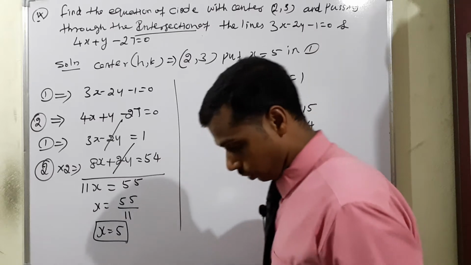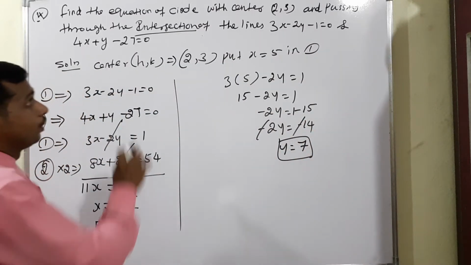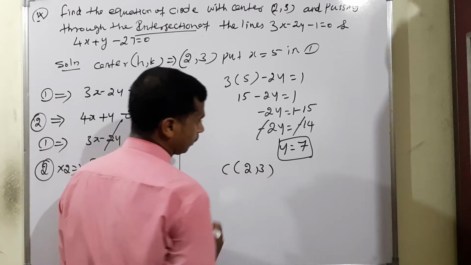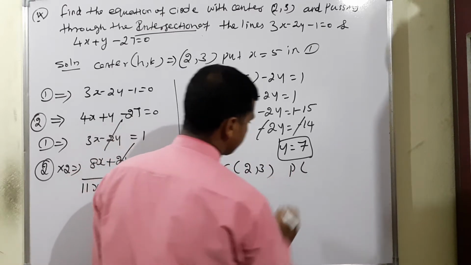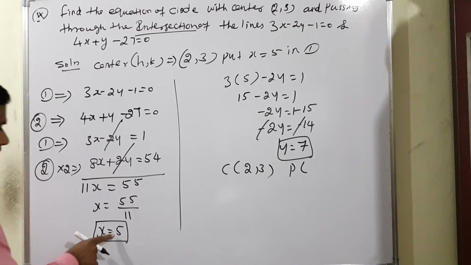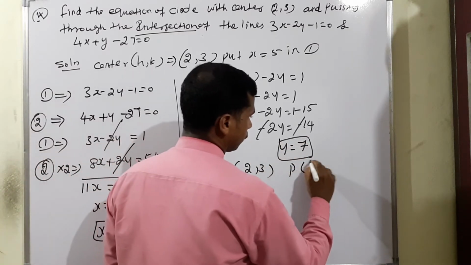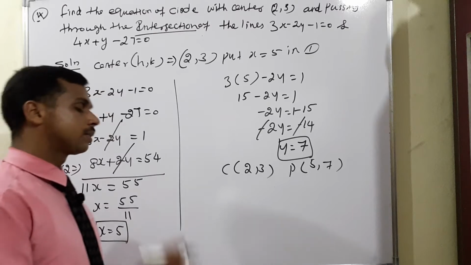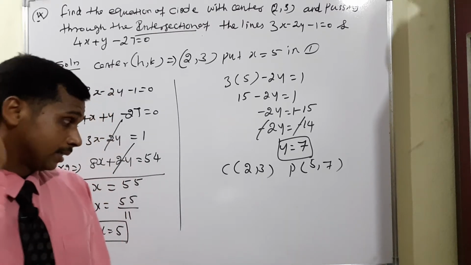So now this is the point P. The center we already know: C is (2, 3). Now P, the point of intersection: x value 5, y value 7, so (5, 7). Now we have to apply CP, which gives the result a, that is called the radius, isn't it?